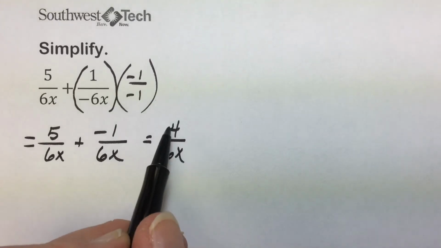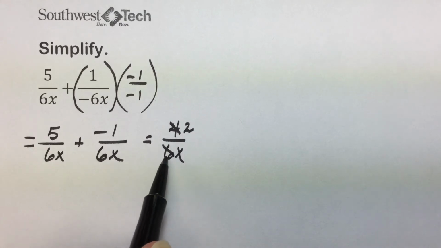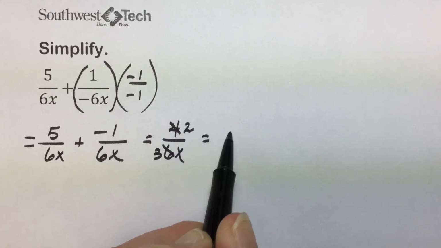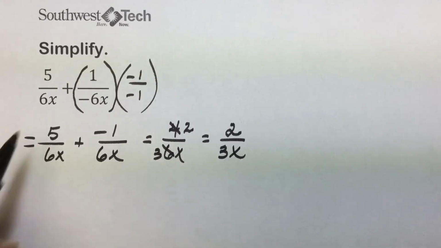There is a common 2 in the numerator and the denominator. 6 divided by 2 leaves a 3 for a final simplified answer to this sum of rational numbers of 2 over 3x.